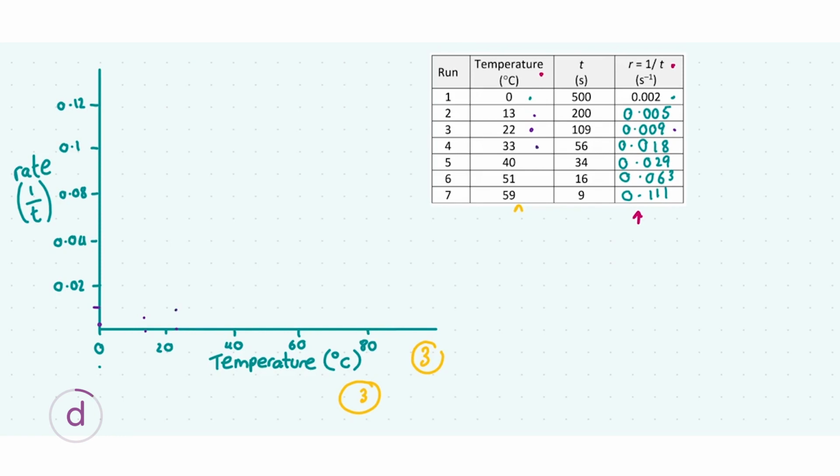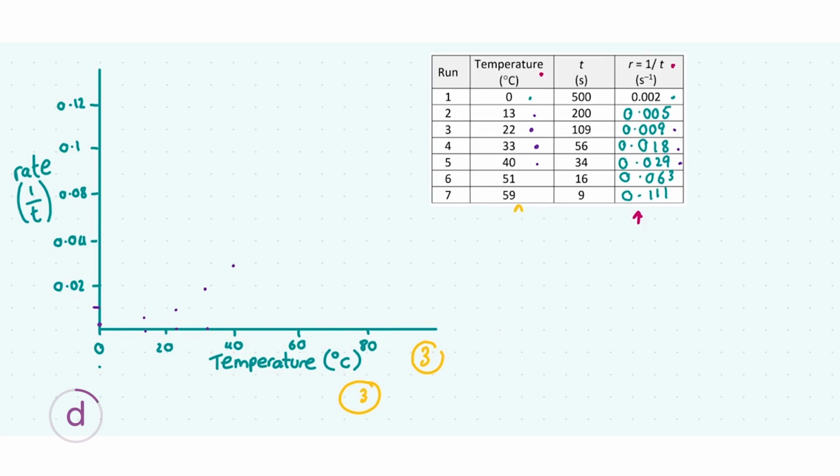Next one, temperature is 33, and the rate of reaction is 0.018, okay? So we have 33, maybe somewhere around here, and 0.018, just underneath our 0.02 mark, so maybe right here. Next one, temperature is 40, and the rate of reaction is 0.029. Okay, so just label that as well, or plot that.